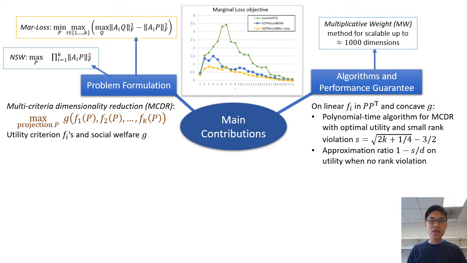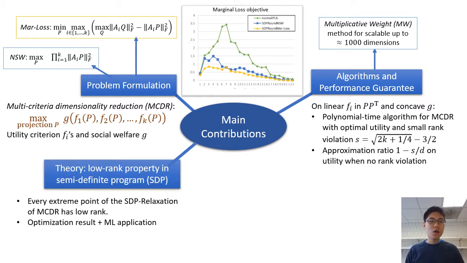We perform an experiment, and here's an example. We look at the marginal loss objective compared between our algorithm, SDP round, and normal PCA. SDP round is specified to maximize net social welfare and minimize marginal loss. And interestingly, even though it's specified to maximize net social welfare, in the marginal loss objective it still performs significantly better than normal PCA.